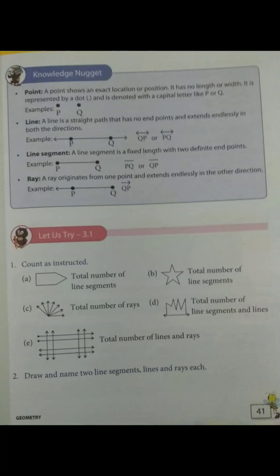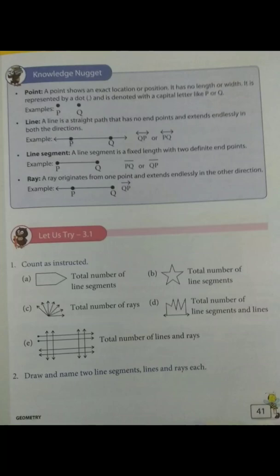Second, a line is a straight path that has no end and extends endlessly in both directions. If you observe, PQ is a line, you can write it as QP or PQ. Number 3, line segment. A line segment is a fixed length with two definite end points. Example, PQ or QP.